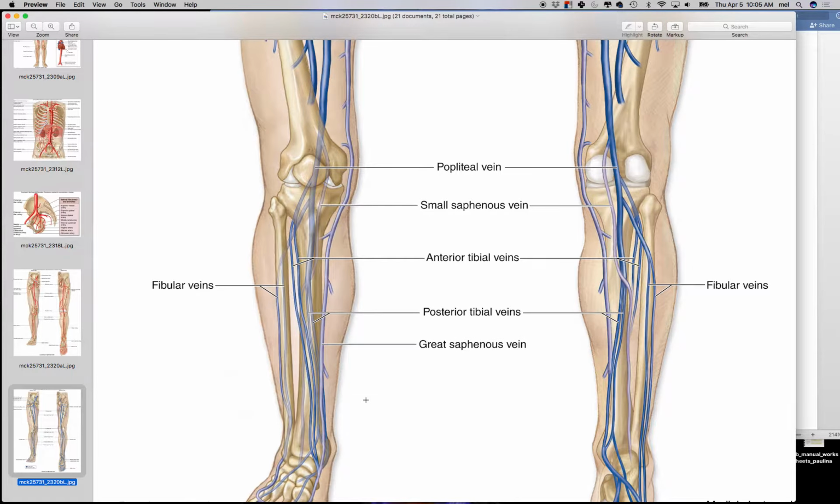So let's do deep drainage first. You ready? Okay, deep drainage is pretty much going to be parallel to the arterial circulation, right?